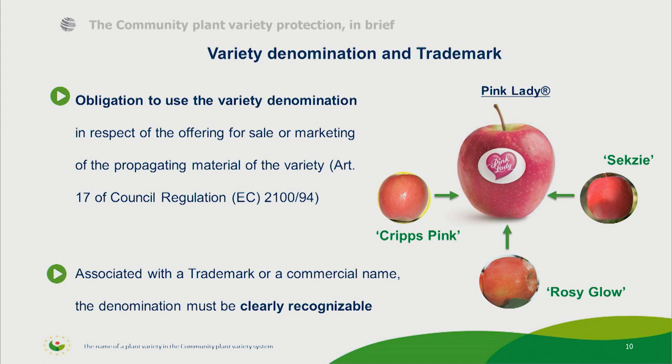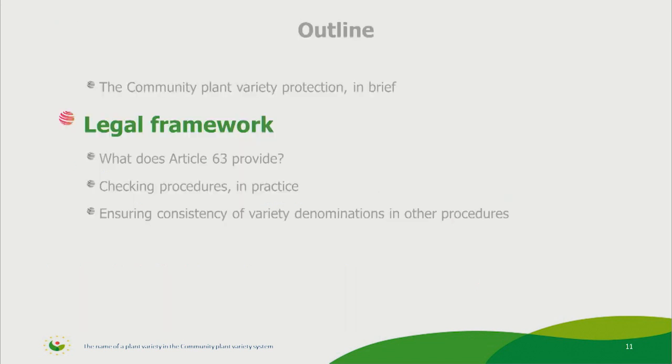From that example, it is clear that the denomination of the plant variety only enables third parties to identify the variety. So, we have seen that a plant variety must have a suitable variety denomination, and we understand that there are specific rules that govern the plant variety denomination. So, let's have a look now at the legal framework.